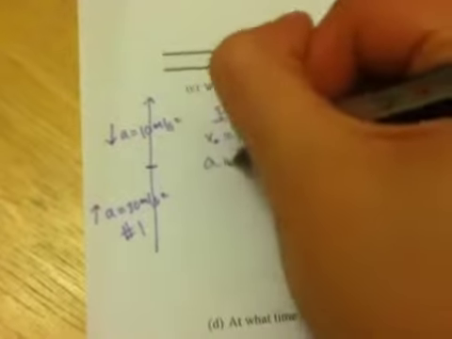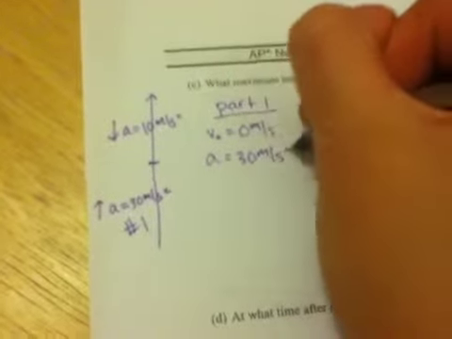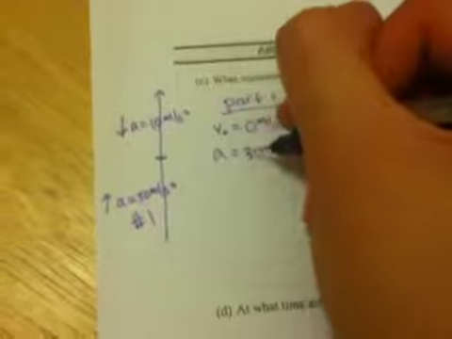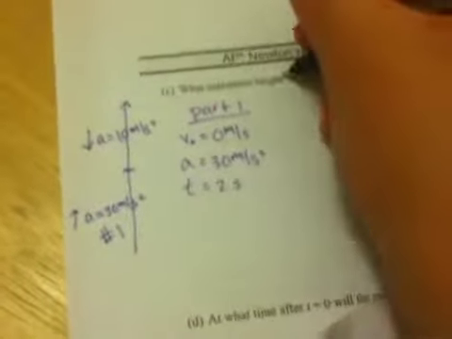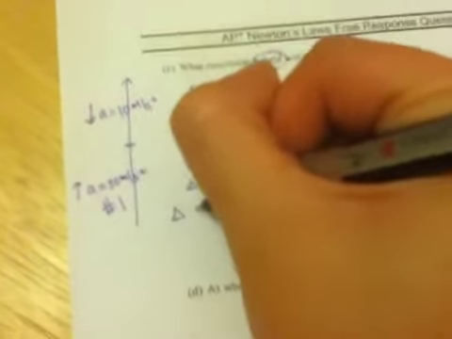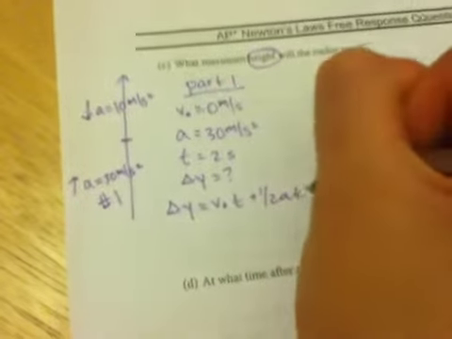In part 1, we know that our initial velocity is 0 because the rocket begins at rest. We know our acceleration is 30 meters per second squared, and we know that the time is 2 seconds. We want to know the maximum height, so we're looking for change in y equals question mark. So we get this equation: change in y equals v naught t plus 1/2 a t squared.